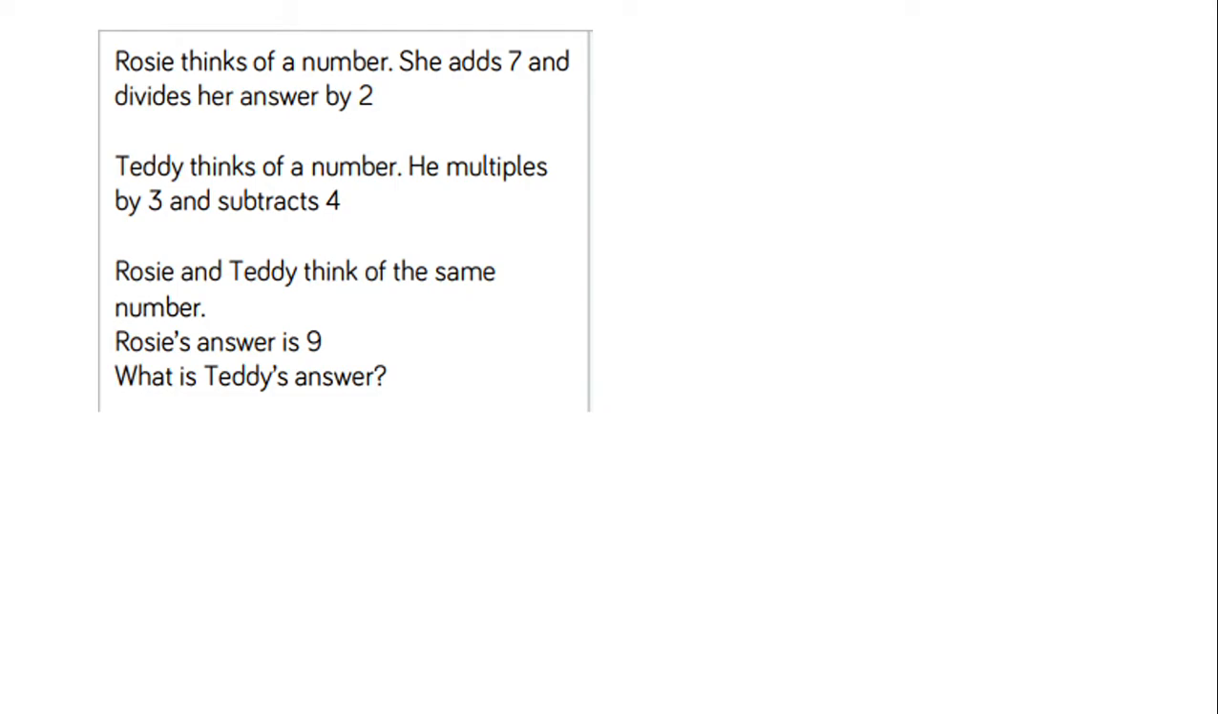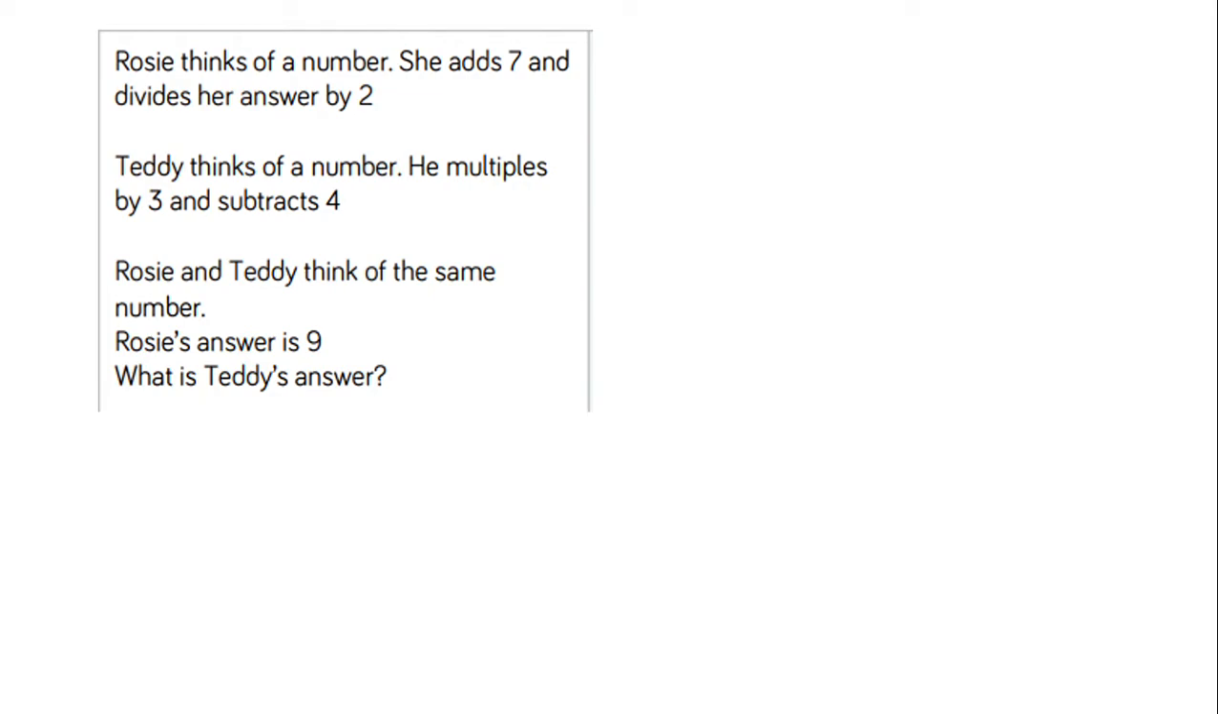So Rosie thinks of a number, she adds 7 and divides her answer by 2. Teddy thinks of a number, he multiplies by 3 and subtracts 4. Rosie and Teddy think of the same number. Rosie's answer is 9, so what is Teddy's answer? So here we need to input the information that we know.